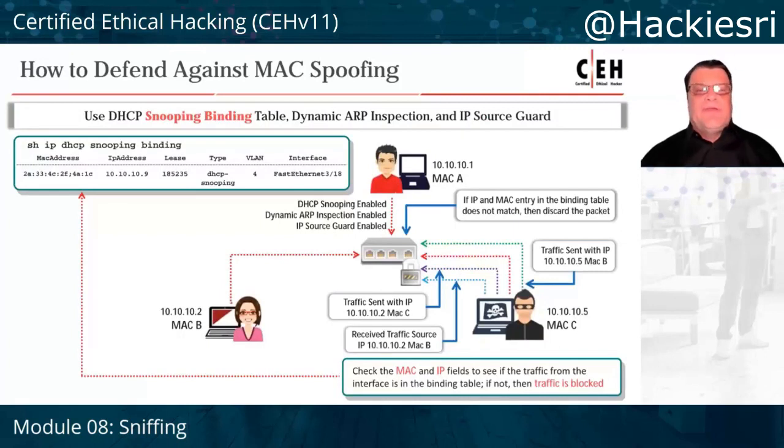How to defend against MAC spoofing? You use DHCP snooping, binding table, dynamic ARP inspection, and IP source guard. Of note in this diagram, again, take a look at the lower right caption. Check the MAC and IP fields to see if the traffic from the interface is in the binding table. If it is not, then the traffic is blocked. So once again, that's an important notice.